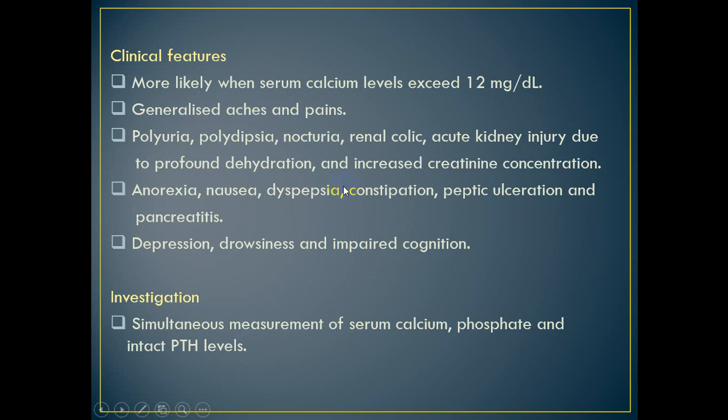How do we investigate patients with hypercalcemia? First to note is that when serum calcium elevation is noted, we should repeat the investigation to confirm hypercalcemia on a second test. If the second test shows hypercalcemia, it is true hypercalcemia. The next step in the diagnosis is to assess whether it is parathyroid related or non-parathyroid related by simultaneous measurement of serum calcium, parathyroid hormone, and phosphate level.